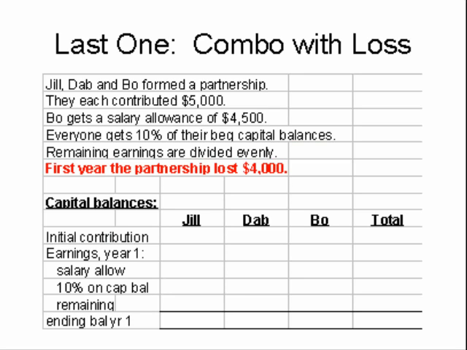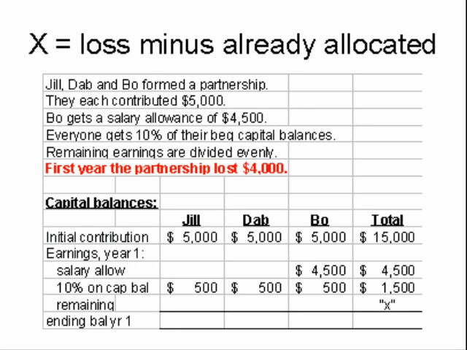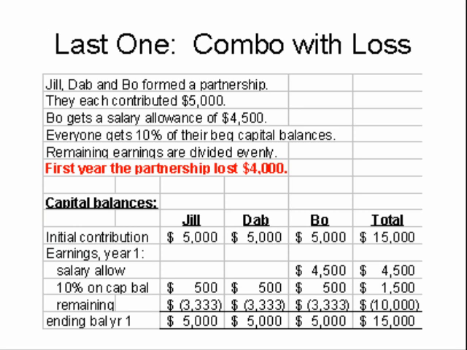Try this one. All right, there's their initial contribution, there's the salary allowance, there's the 10% on the capital balance. What is X going to be? X has to be a number so that it nets out to the $4,000 loss. And then it's spread three ways.